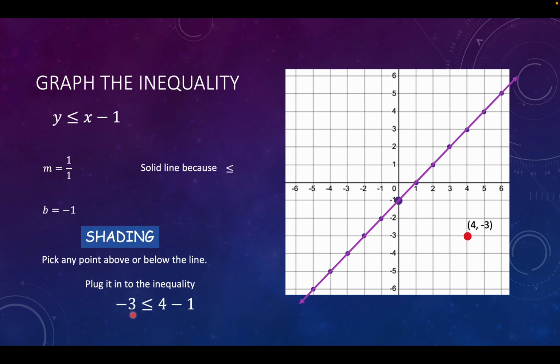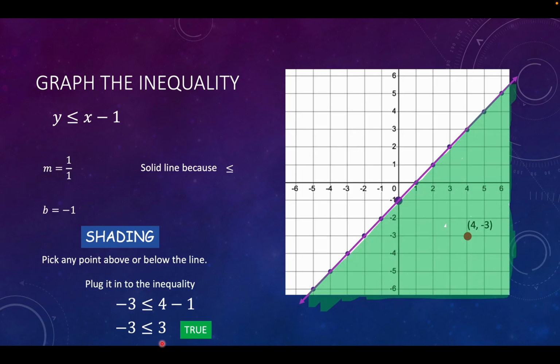So if we plug in negative 3, we plug in the 4, we calculate it out, we get negative 3 is less than or equal to positive 3. That is a true statement. Negative 3 is less than 3. Therefore, we should shade this side, that same side that we picked, 4, negative 3.